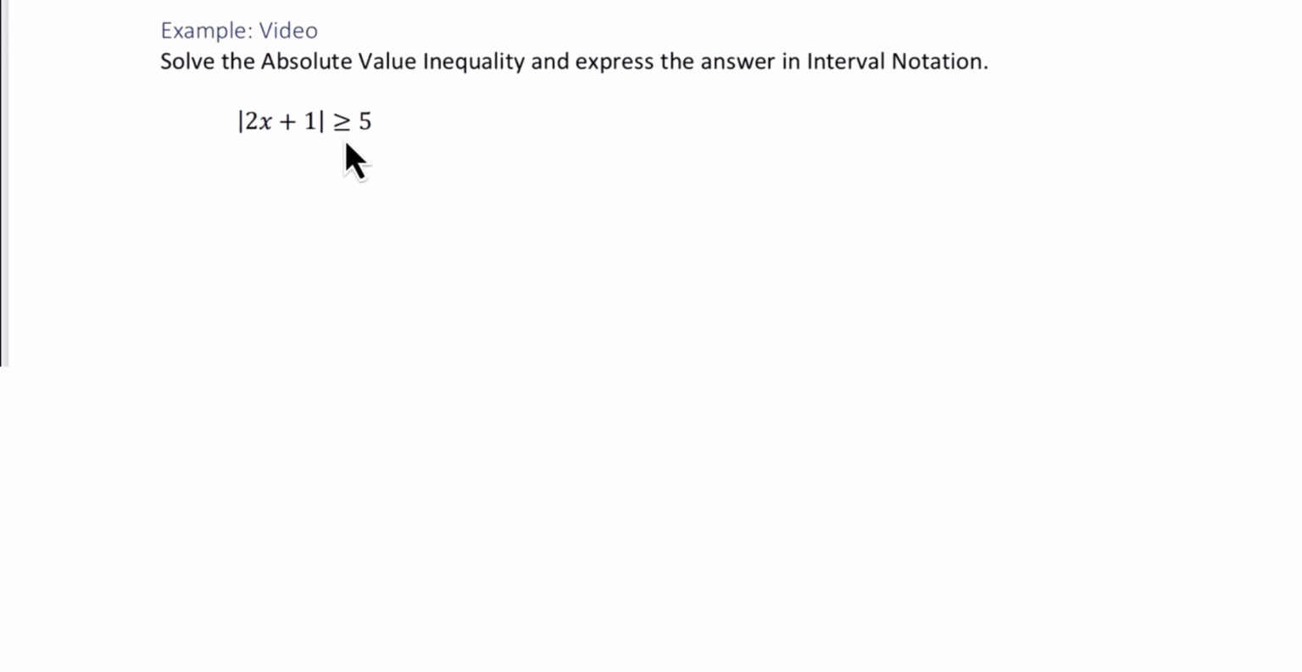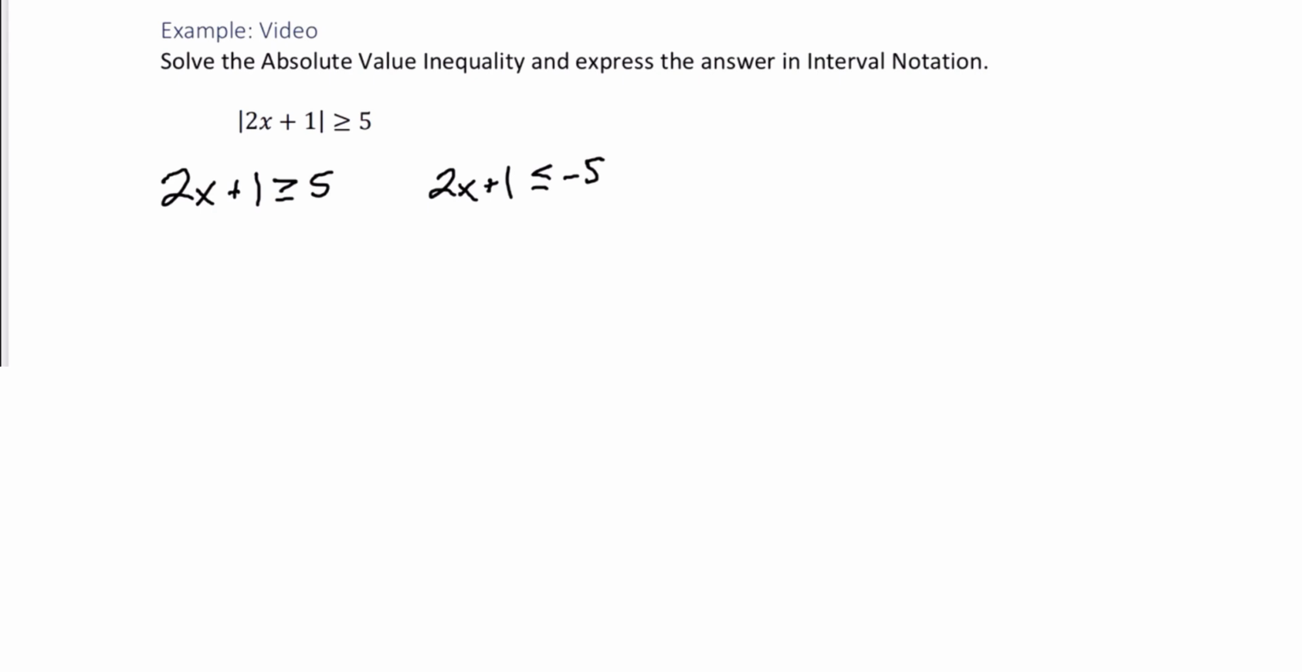Whenever we have greater than a constant, then we split this into two separate inequalities. The first inequality, we're going to basically copy the entire problem but drop the bars. So we have 2x plus 1 is greater than or equal to positive 5. The other inequality, we're going to copy the inside of the bars, but then we will change the direction of the inequality and change the sign of the constant. Less than or equal to negative 5. From here, we can solve these separately.